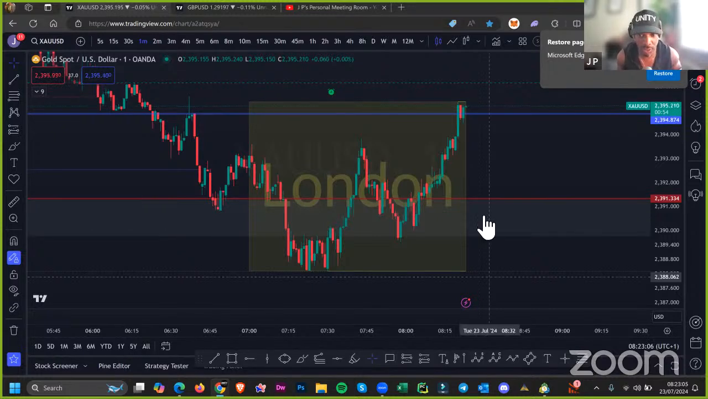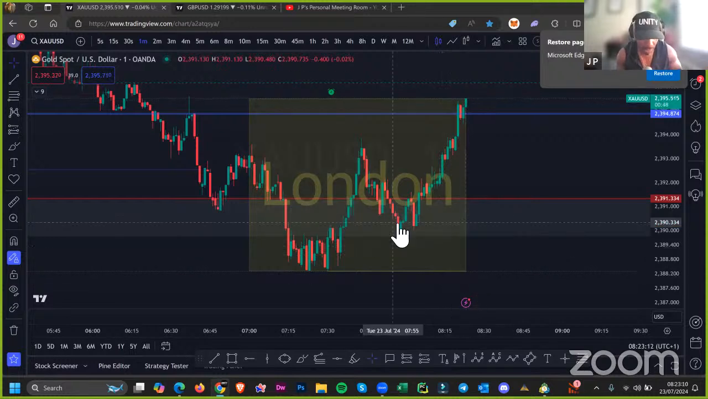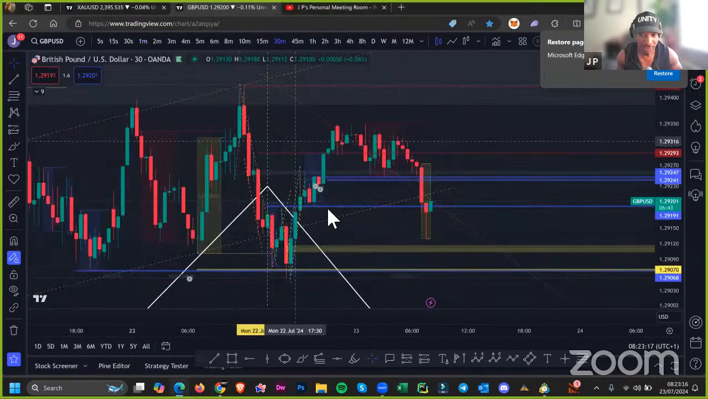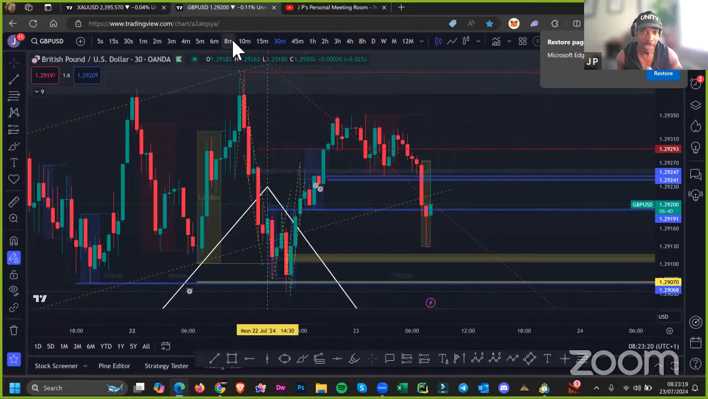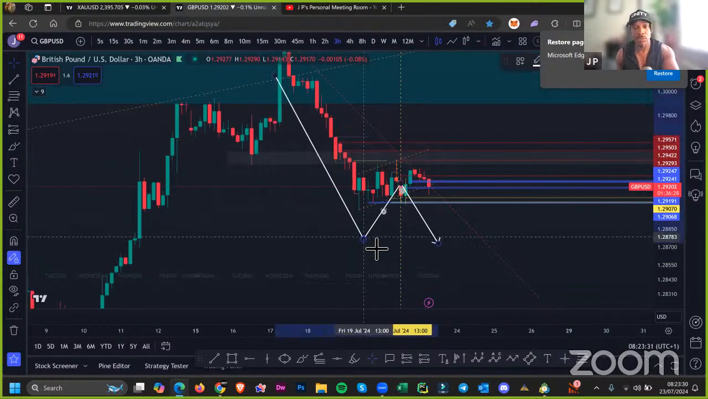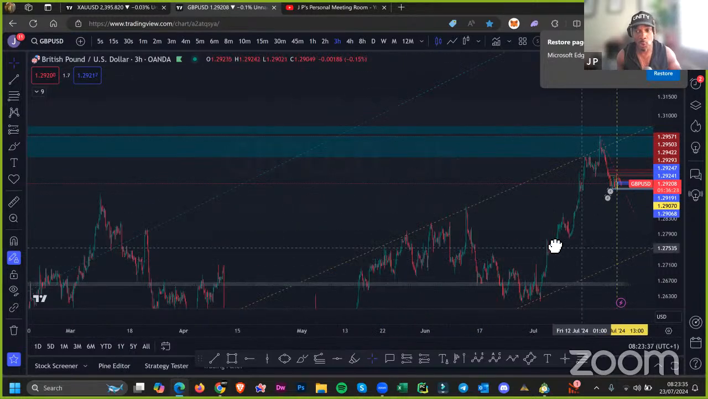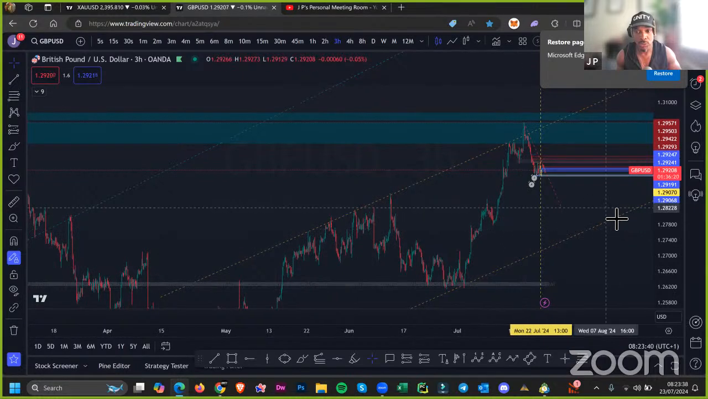Unfortunately, I missed my entry for this gold trade, but I want you guys to have a look at the strategy and understand how you could be catching trades and how you're going to be catching trades for the rest of the day. Let me just see if there's anything else that we can actually catch straight away. Let's have a quick look over here. I have my eye on something. Okay, maybe.